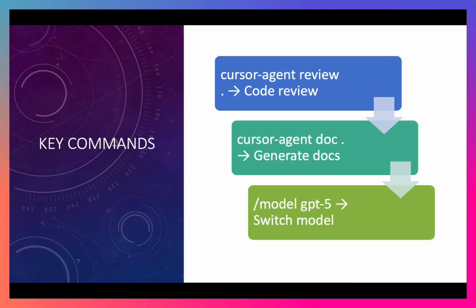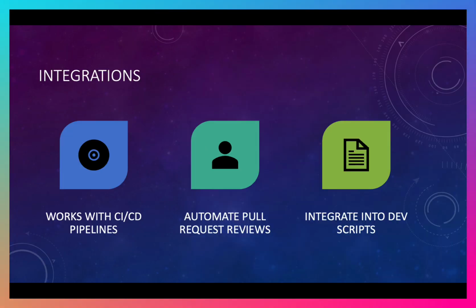You can use it to review the code using cursor-agent space review, and if you want to generate the code documentation, you will use cursor-agent space doc space dot. It will generate the documentation for your code. You can pass a parameter to select different models.